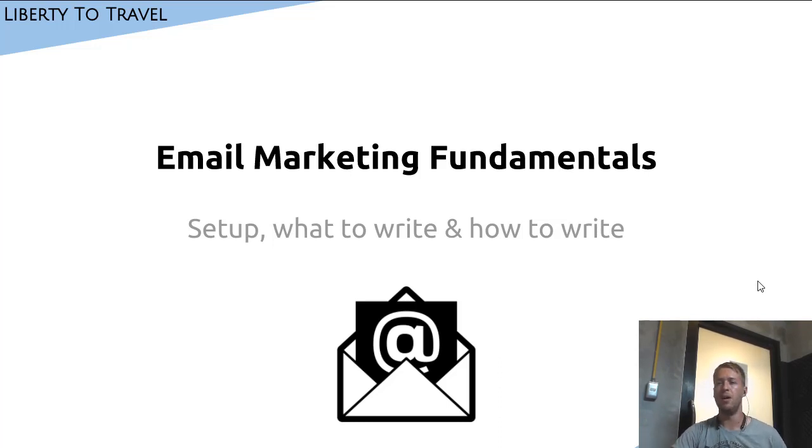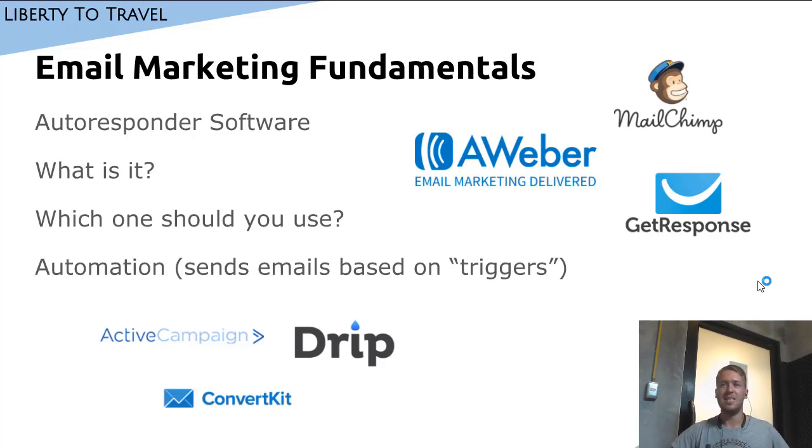How do you set that up, and what do you actually write, and how do you write it to your subscribers? So the first thing you're going to need if you're going to do any type of email marketing is what is called autoresponder software. So autoresponder software is the software that allows you to do email marketing. It allows you to send an email to multiple people at the same time. So you build an email list inside your autoresponder software, and then the autoresponder software will allow you to send emails to that list. That is what an autoresponder software is.